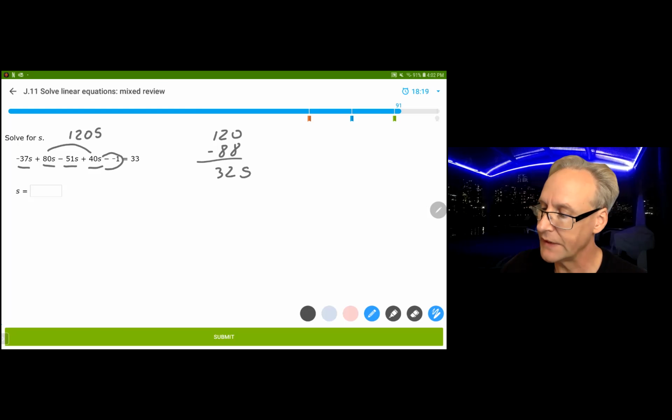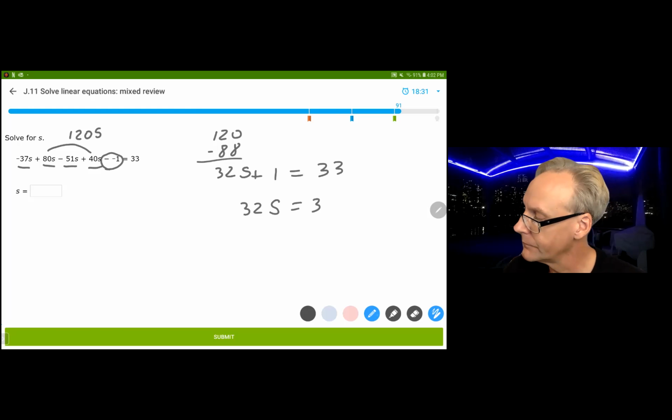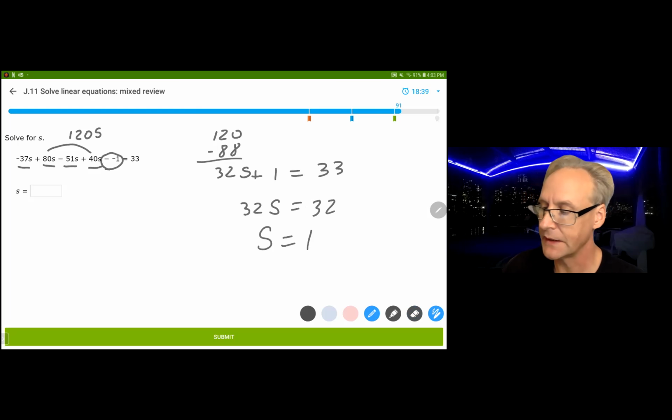This double negative 1 gives me plus 1, and it's equal to 33. I subtract 32. Sorry, hang on. I subtract 1 rather, and I get 32. And then I divide by 32. I get s equal to 1.